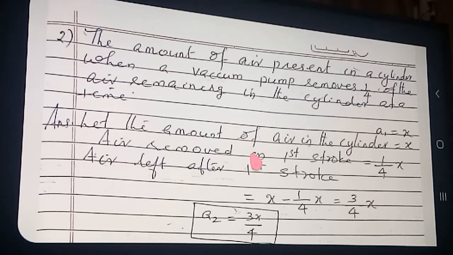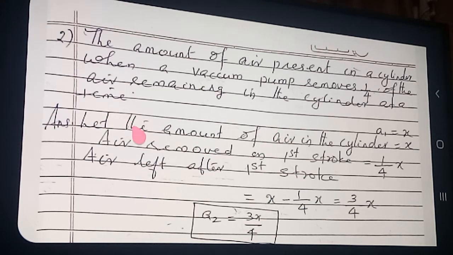And how much air is removed in the first stroke, the first time? 1/4x. The present air is x, and 1/4th of the air is removed every time. So 1/4x. Then how much air is left after the first stroke? The present air is x, and 1/4x is removed, no? So how much remains? x minus 1/4x is equal to 3/4x. So this is the second term. A2 is equal to 3x by 4.